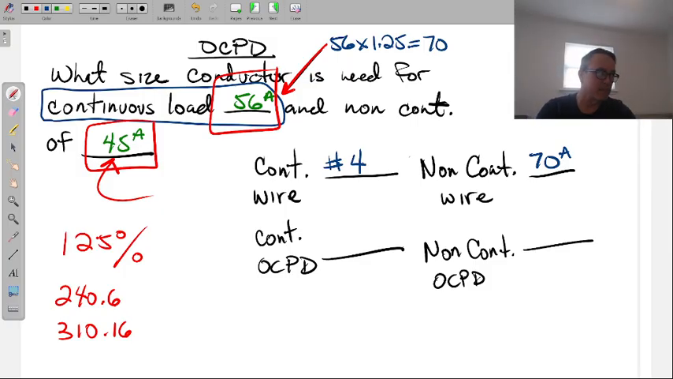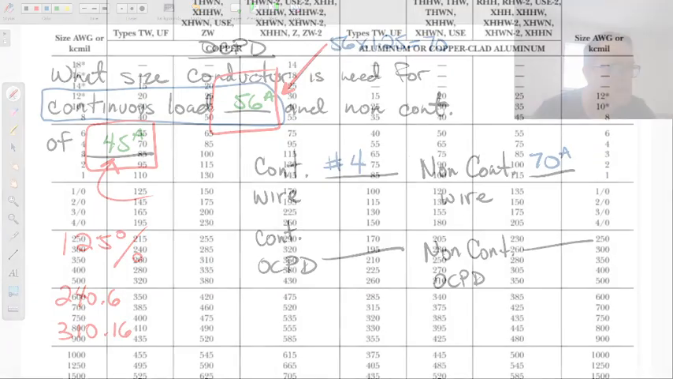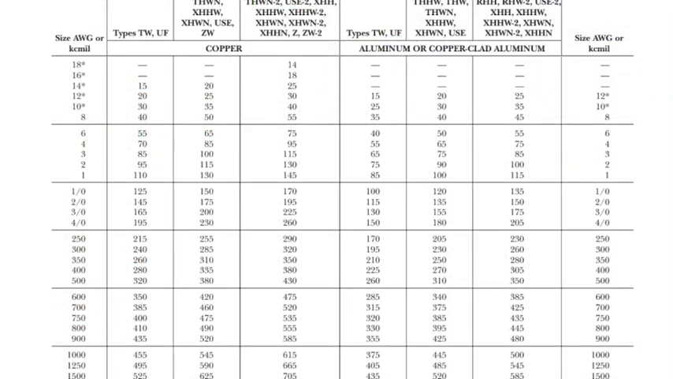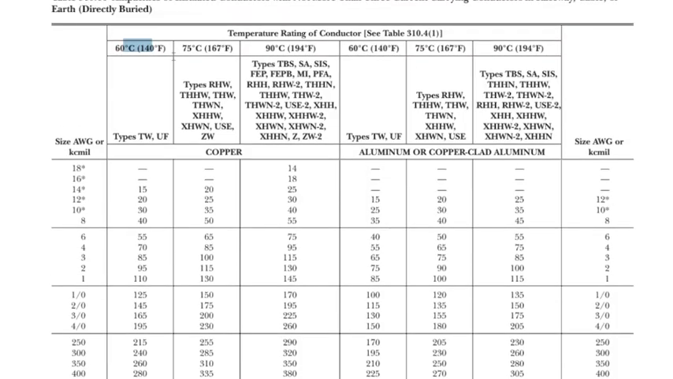Now for non-continuous, remember we don't have to do anything to this number. So this is, I mean, you want to call it the easier of the two, fine. You're going to the same tables. But for the wire, again, you're staying now in the 60-degree column, and you're using the 45 as the marker now. So number 6, right?